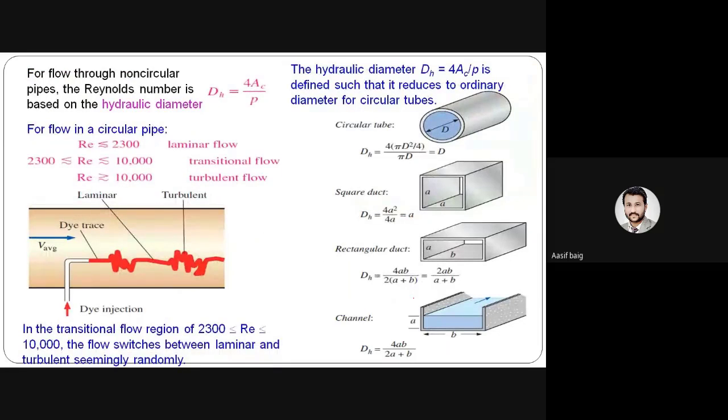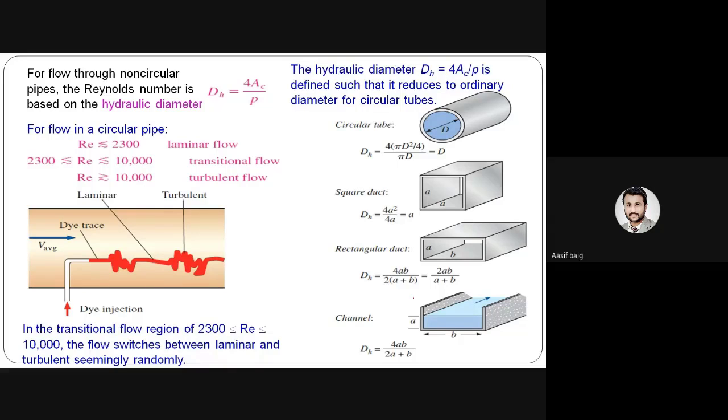So for flow through a non-circular pipe, the Reynolds number is based on the hydraulic diameter, D_h equals 4Ac divided by P. The hydraulic diameter D_h equals 4Ac divided by P is defined such that it reduces to the ordinary diameter for circular tubes. So while we calculate the Reynolds number for non-circular pipes, you have to use this equation.